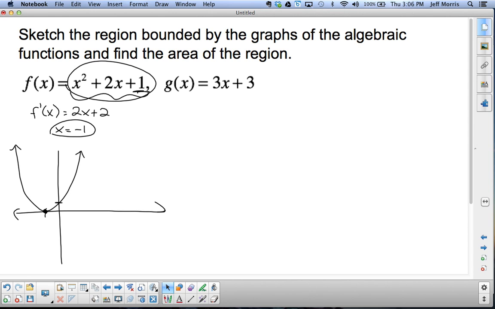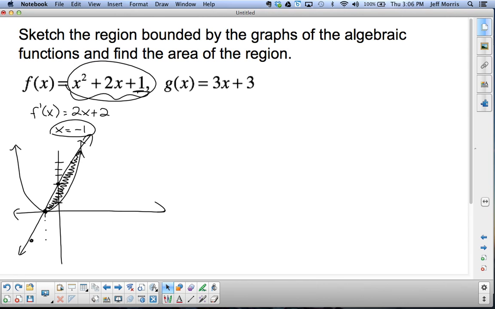All right, then the next graph, g of x equals 3x plus 3, I'll go ahead and just plot my y-intercept of 3. And then I'll do my slope of down 3, left 1, down 3, left 1. And I can also go up 3, right 1. Then I sketch the line through those points. Oops, try that again. That's better. And then the area of the region enclosed by these two curves, you got to find the region that's closed off, would be this piece between the parabola and the line itself.